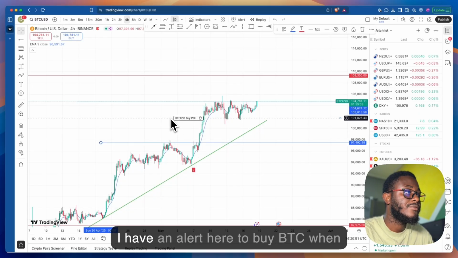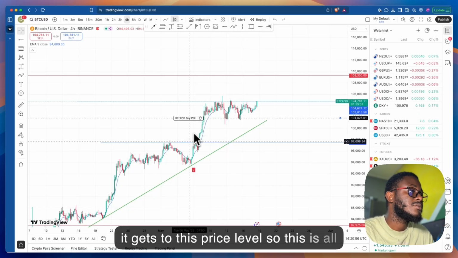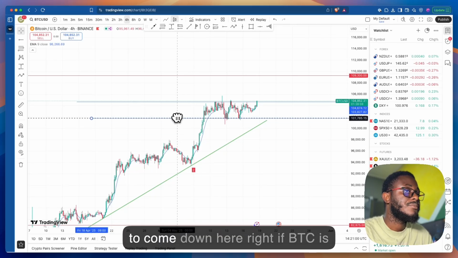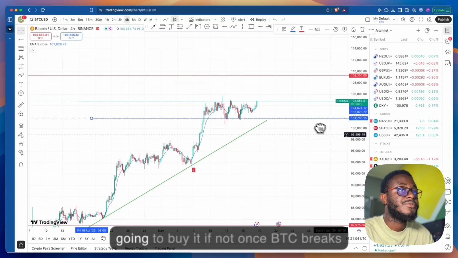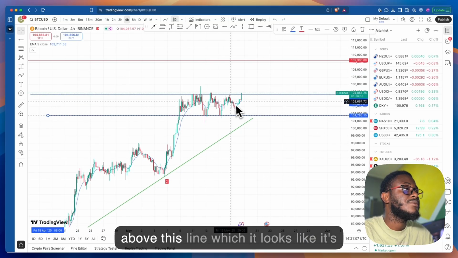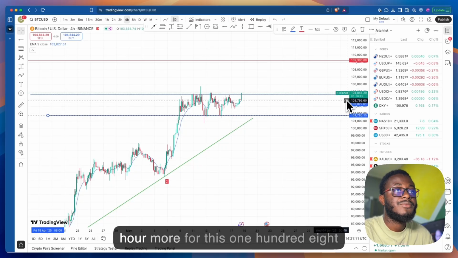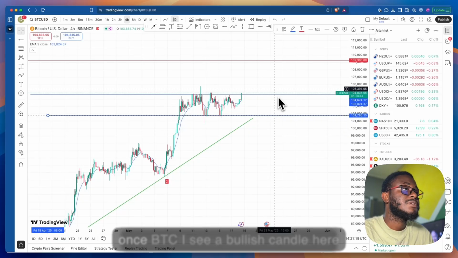You can even see I have an alert here to buy BTC when it gets to this price level. So this is all I'm going to do. I will just wait for BTC to come down here. If BTC is able to come down here, fine, then I'm going to buy. If not, once BTC breaks above this line, which it looks like it's going to do very soon, there's 138 minutes for this candle to close.